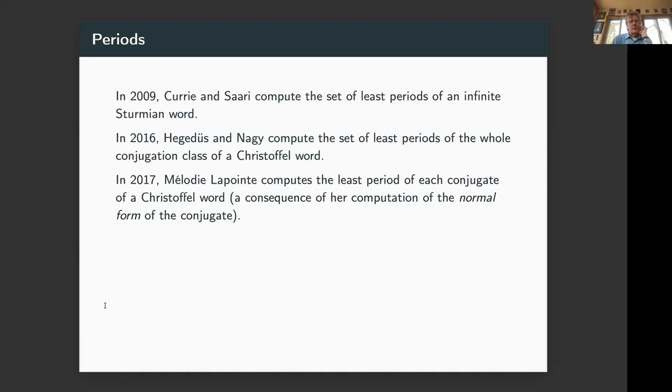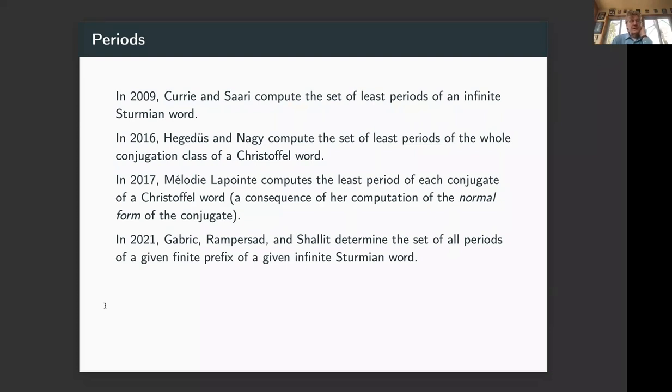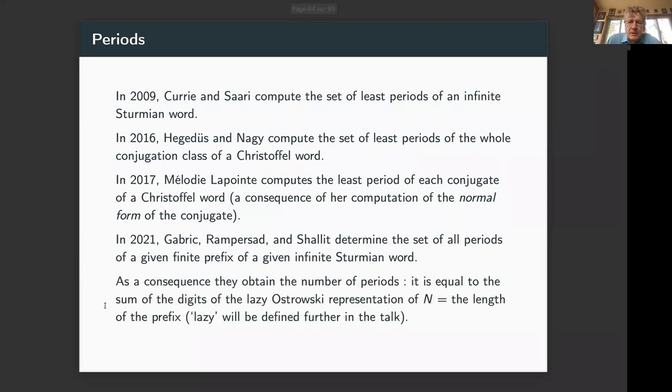It is actually a consequence of what is called the normal form of the conjugate. For each conjugate, one may give a precise formula for the smallest period. And more recently, Gabric, Rampersad, Shallit, and Jeffrey determined the set of all periods of a given finite prefix of a given infinite Sturmian word. We were guided by their result. As a consequence, they obtained the number of periods.